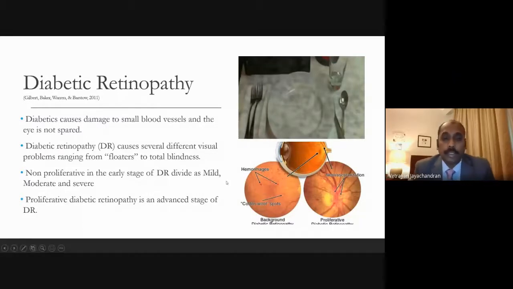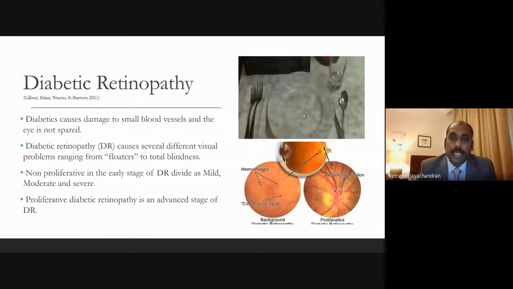In diabetic retinopathy, there are different visual problems, ranging from floaters to total blindness. You can see the images in the top right corner, with a lot of floaters. A floater is something like a worm-like structure that you see flowing in front of your eye when you close and open your eyes. This type of floater affects the images falling on the retina. You can see small dot-like structures, you cannot see the images very clearly, so you'll have more blurred vision.